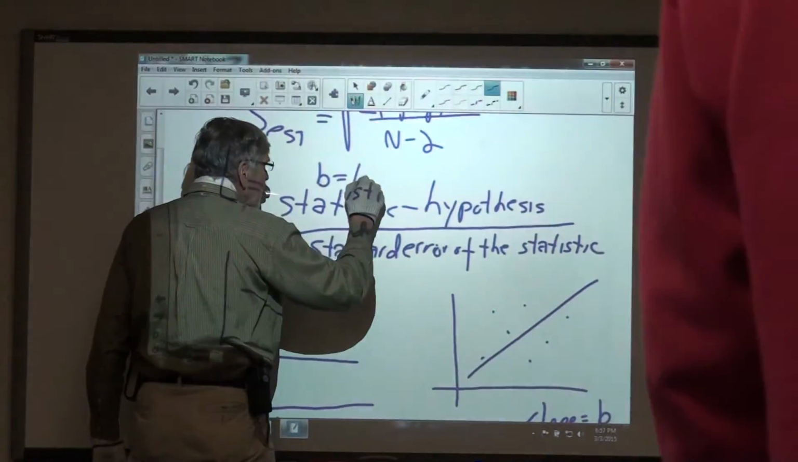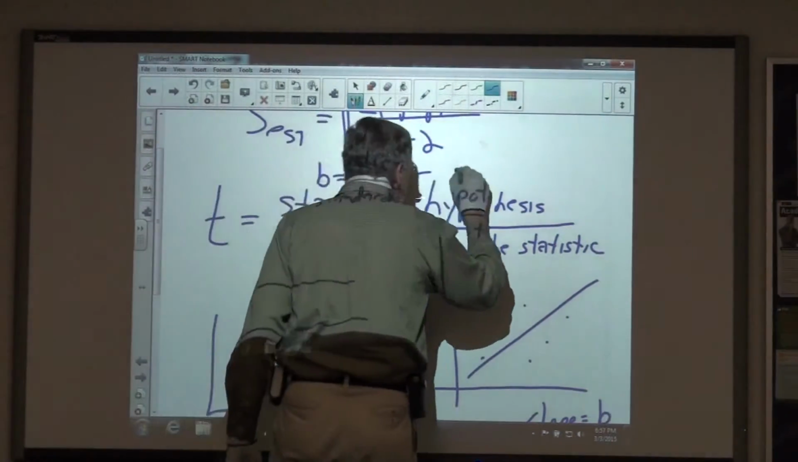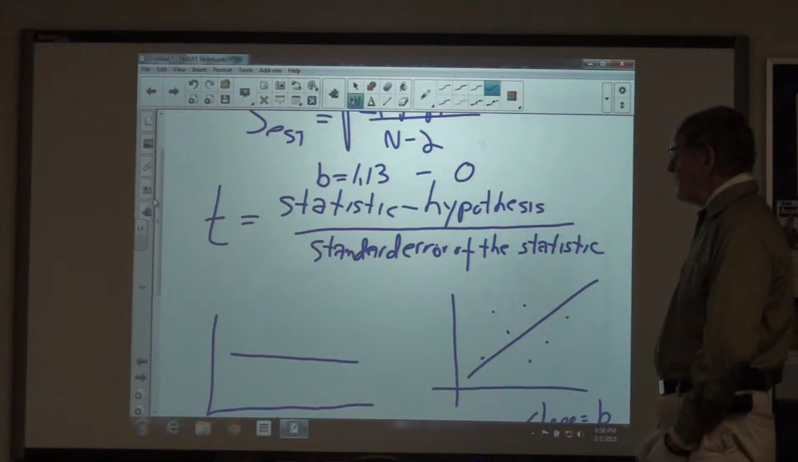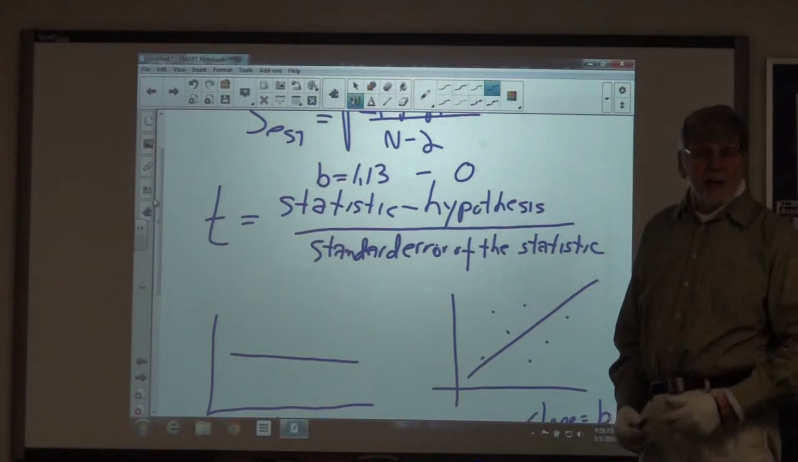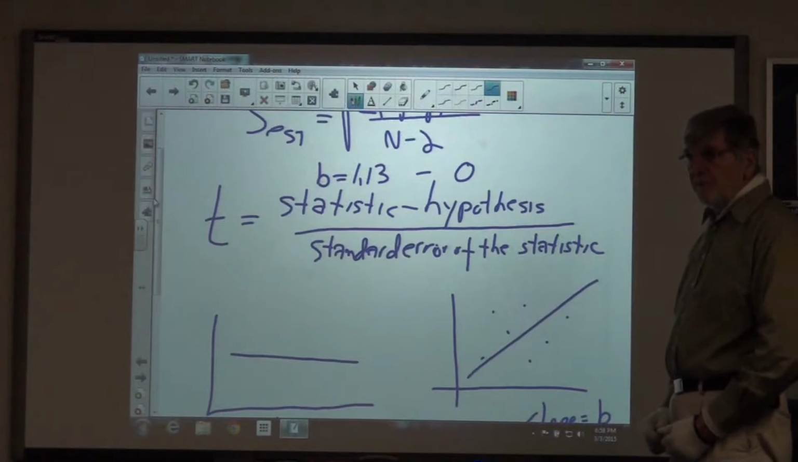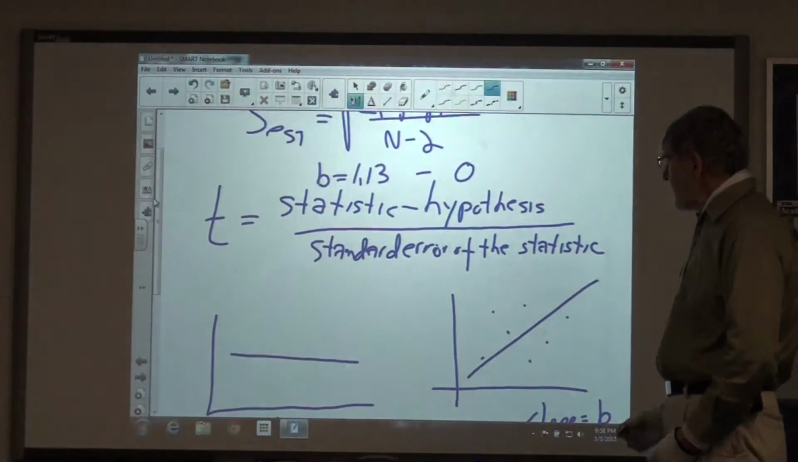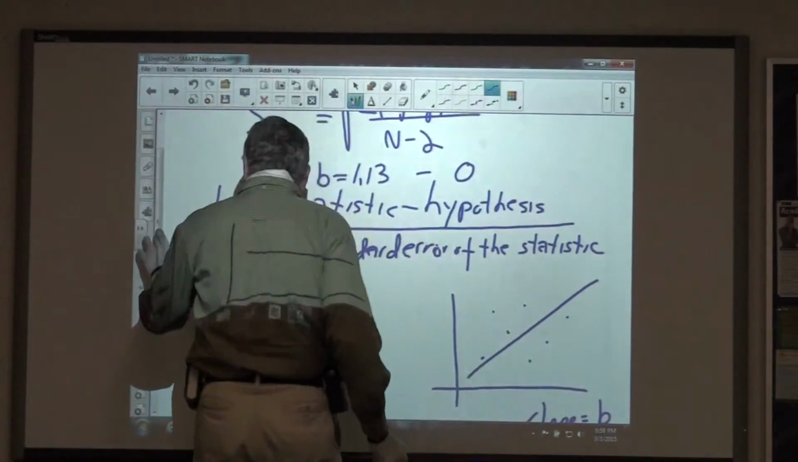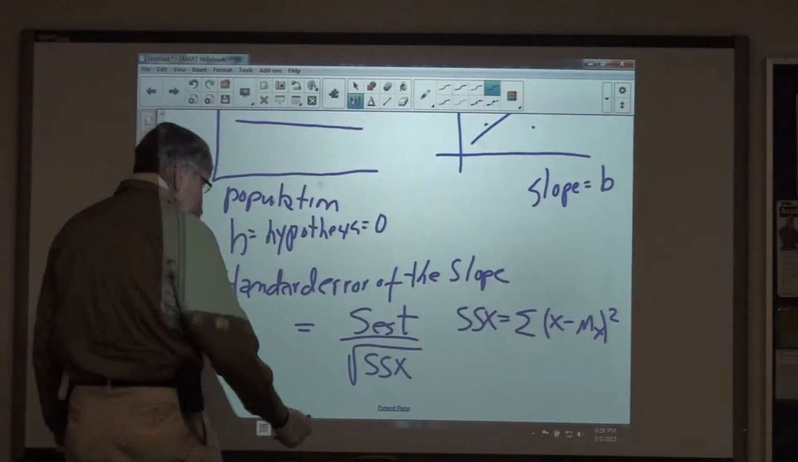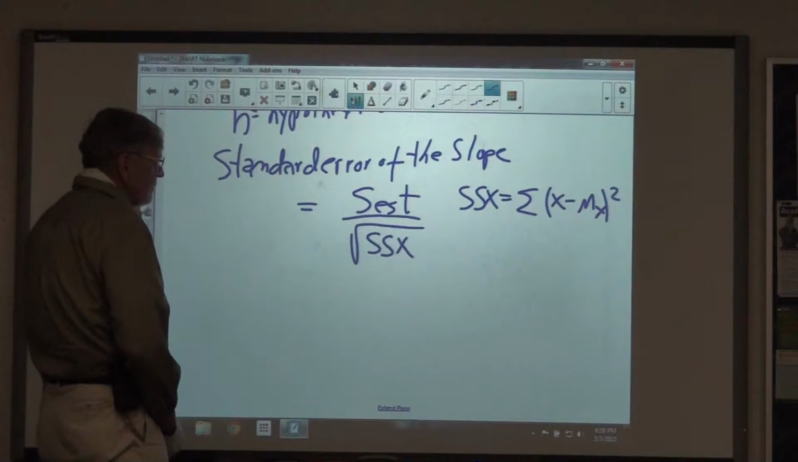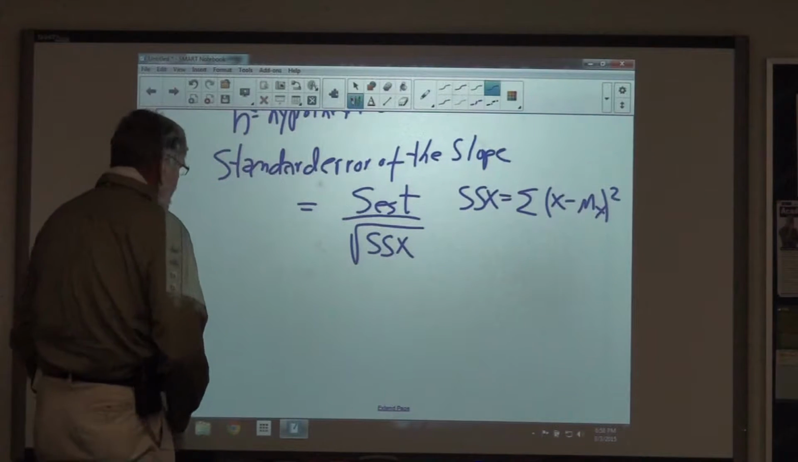The slope was 1.13, and the hypothesis value was 0. You assume it's flat. So now you can find a t-value for it, and as soon as you find a t-value, you can tell if it's significant using the t-table. But you have to find the standard error of the statistic, and the standard error of the slope is equal to the standard error of the estimate over SSX.